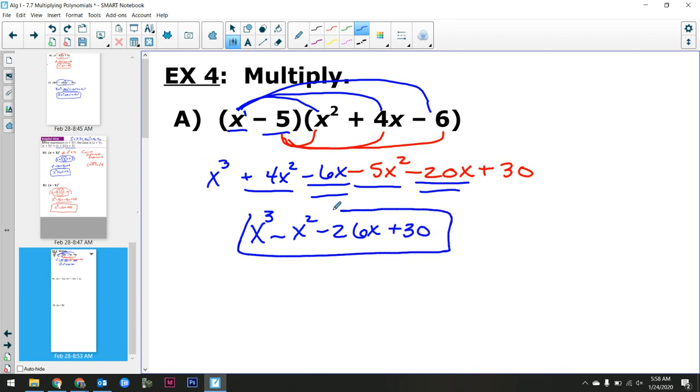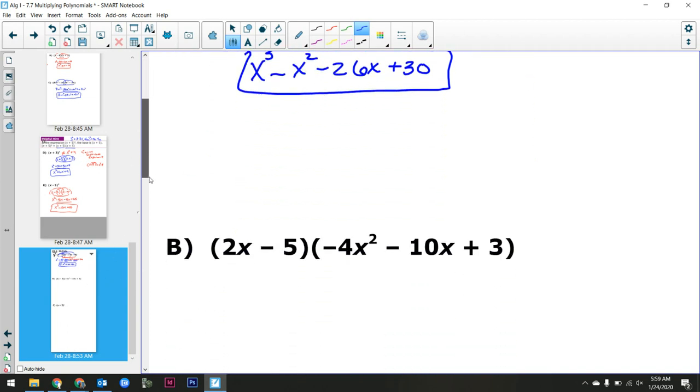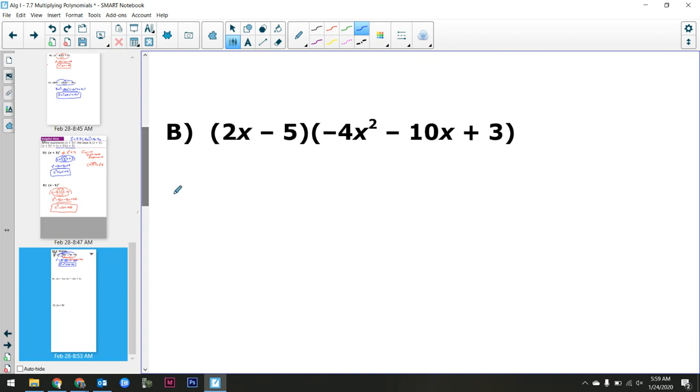Whoa. Guys, that's about as difficult as we can get there. Okay. A binomial times a trinomial. Let's try another one of those. Okay, let's try that again. Okay. 2x. Again, distribute this in here, here, and here. 2x times negative 4x squared is a negative 8x to the third. 2x times negative 10x is a negative 20x squared.